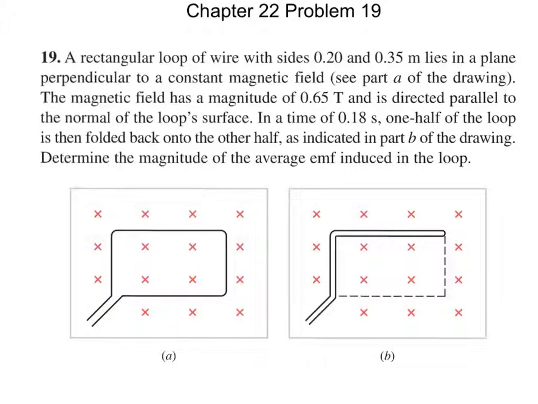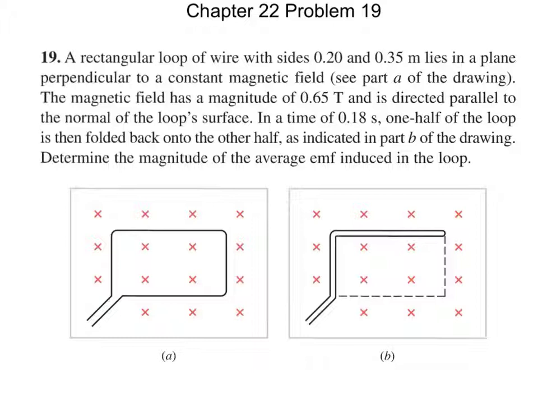Chapter 22, Problem 19. A rectangular loop of wire with sides 0.2 and 0.35 meters lies in a plane perpendicular to a constant magnetic field. See Part A of the drawing. The magnetic field has a magnitude of 0.65 Tesla and is directed parallel to the normal of the loop's surface.